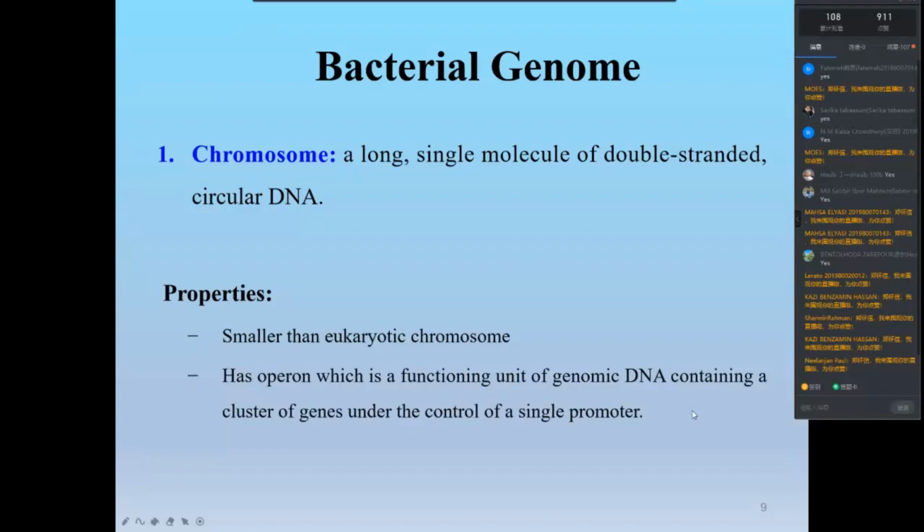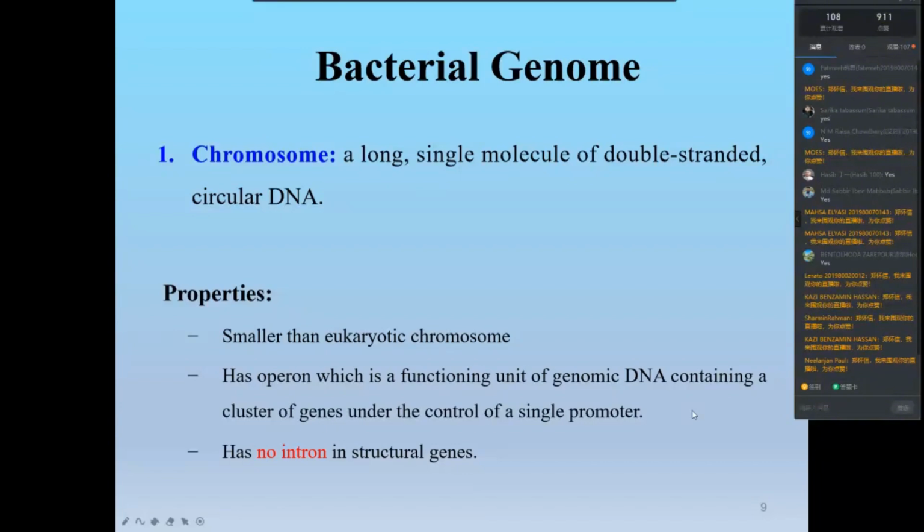So there might be several genes linked together, maybe A, B, C, D, 4 genes or 5 genes linked together end to head. Then upstream of those genes, there is one single promoter, and the single promoter can turn on expression of all these genes. So those genes will be expressed together. So this is an operon.